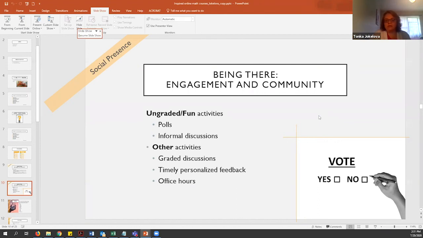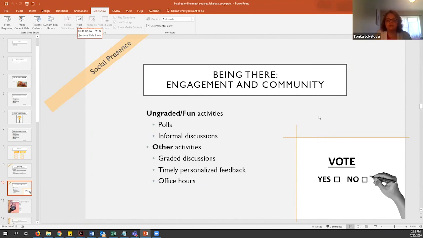I know some LMSs have a poll tool, some LMSs don't, but if you don't have that tool in your learning management system, you can use SurveyMonkey, just like I used for this presentation. It's free, and it's very easy to create and give the surveys out to your students.